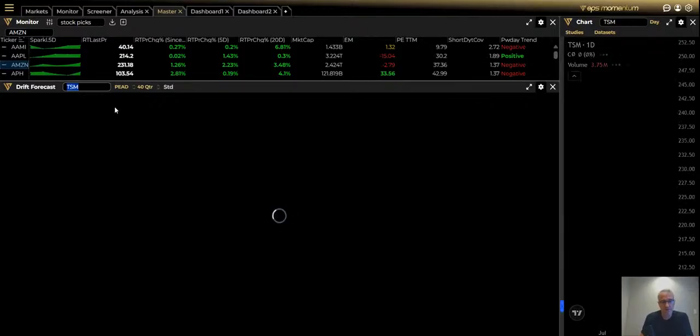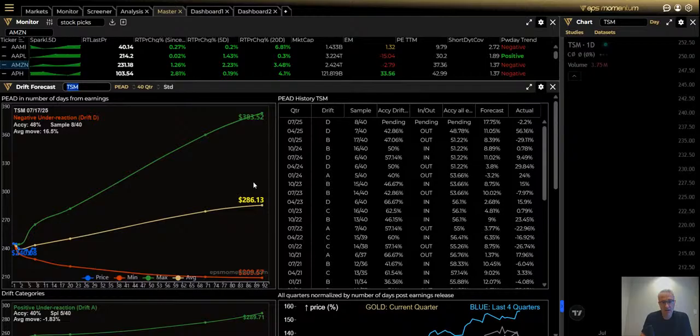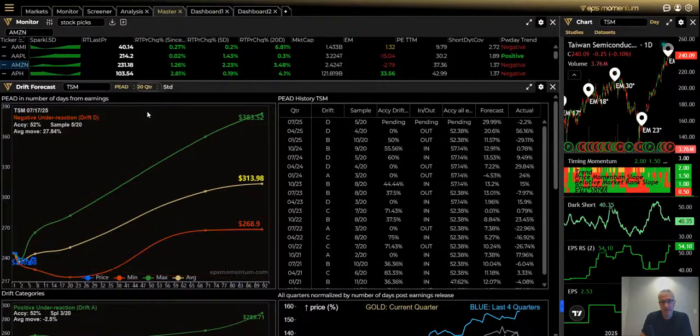But if you pull up TSM, for example, we get a different picture. So TSM just reported at the beginning of the quarter, we have that range here. So that range is pretty wide, right? So two ways to reduce that wide range. Instead of looking at 40 quarters, look at 20. Now we're talking. This is drift D.